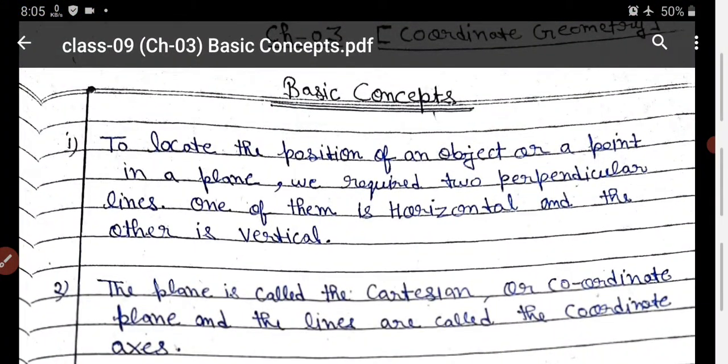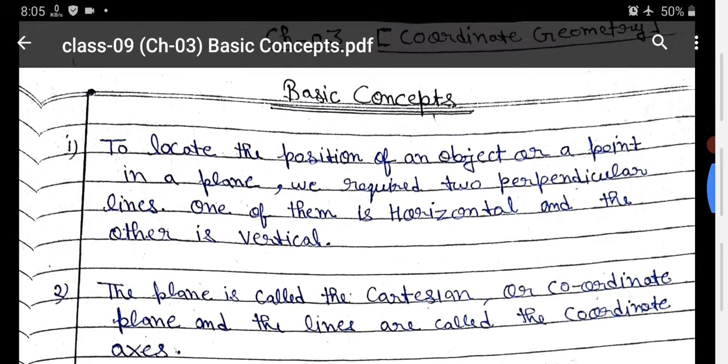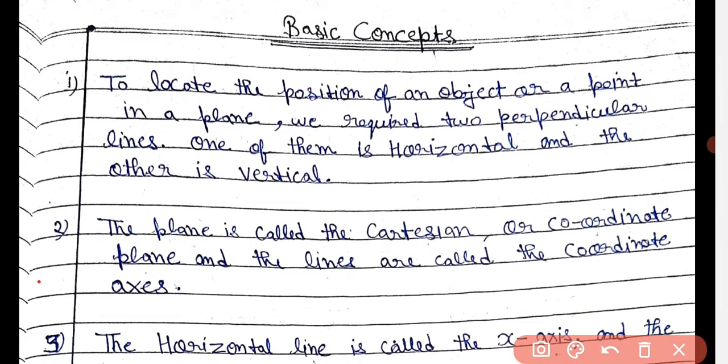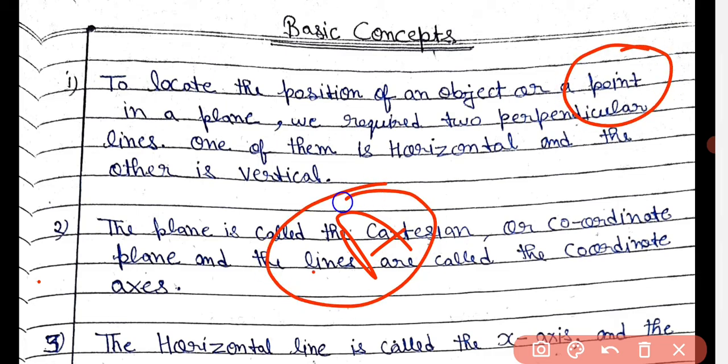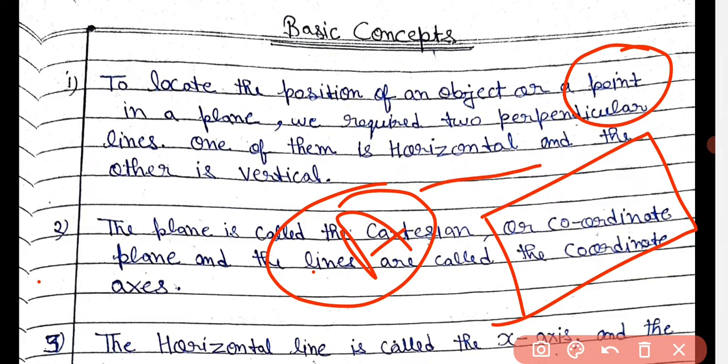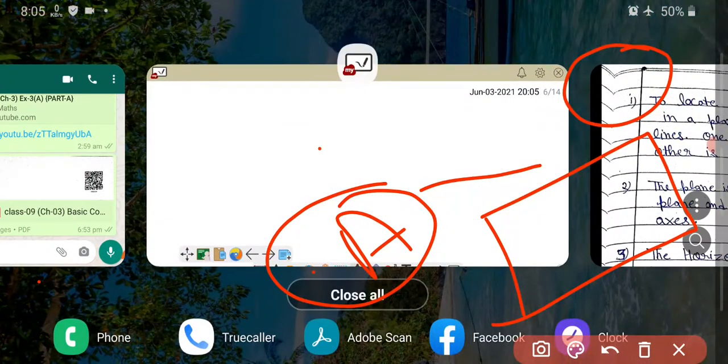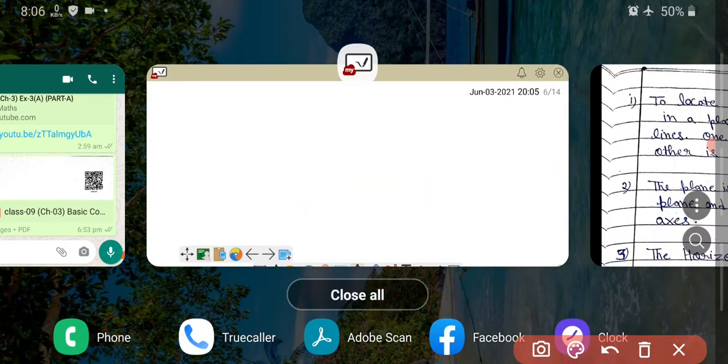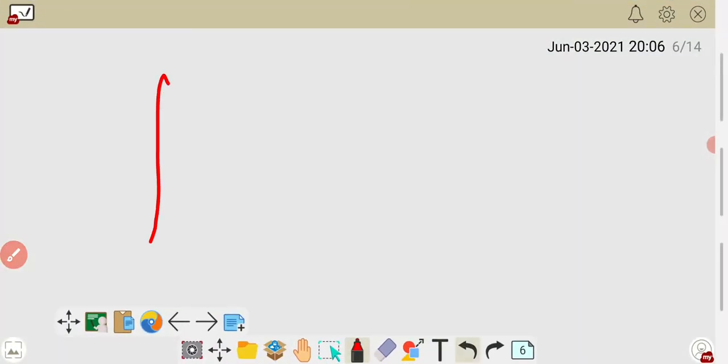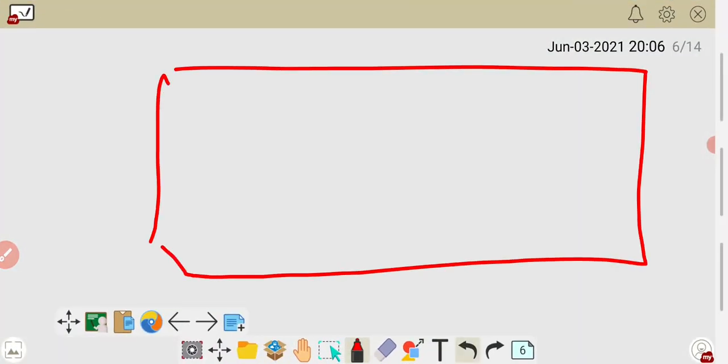The first point is to locate the position of an object. Suppose you want to locate the position of an object. It means suppose you have an object A and you want to locate it on a graph paper, or a point in a plane. Plane means what I told you, the coordinate plane or Cartesian plane. We require two perpendicular lines, one of them horizontal and the other vertical. If you want to represent the position of an object, you need two perpendicular lines in that plane.